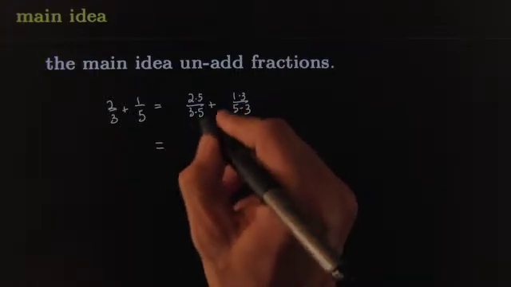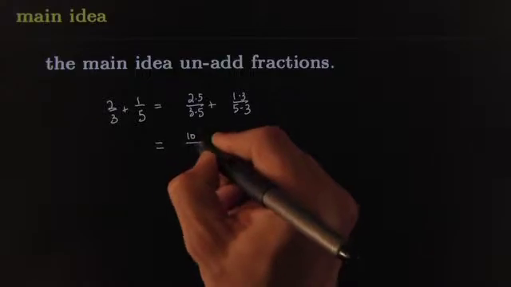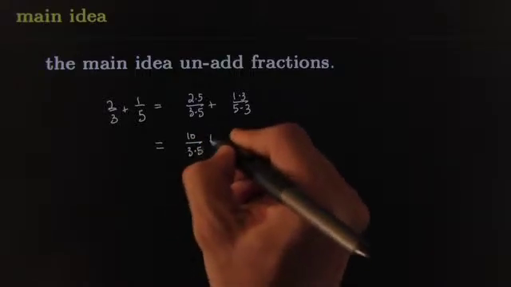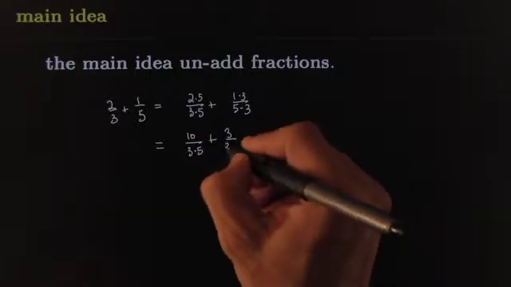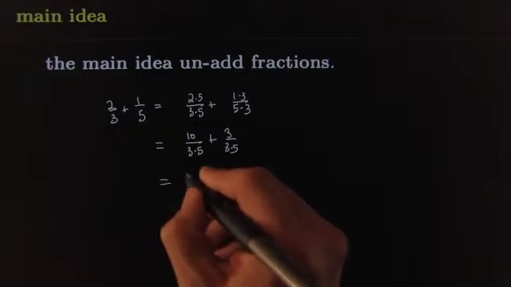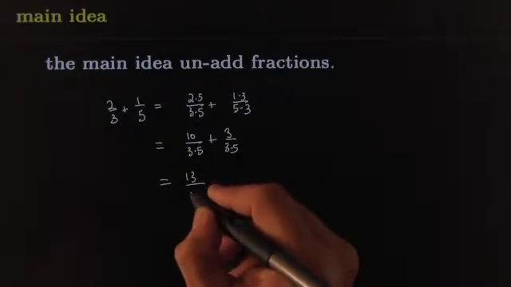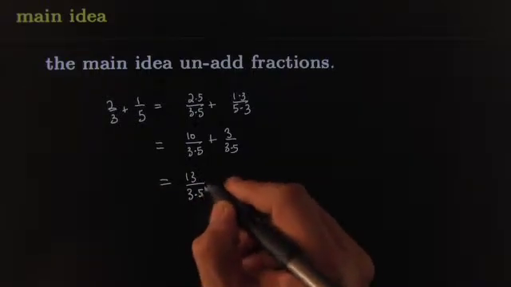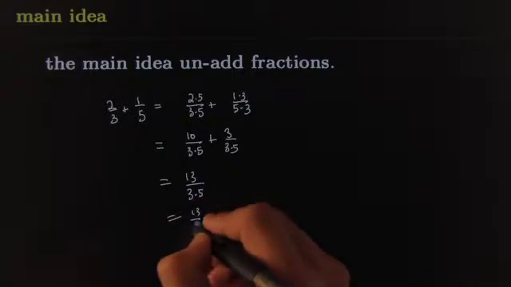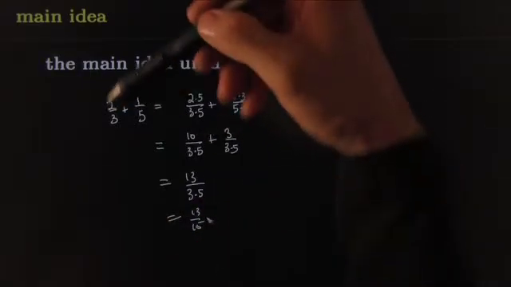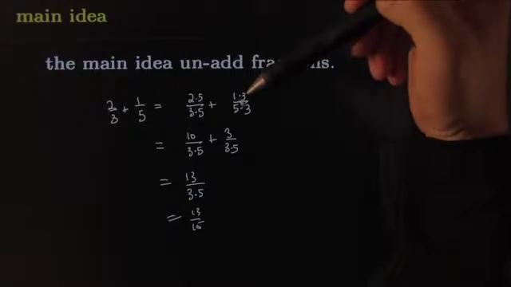So you would get something like 10 over 3 times 5, that's 10 over 15, and a 3 over 3 times 5, for a grand total of 13 over 3 times 5, or if you like, 13 over 15. That's how you add fractions.